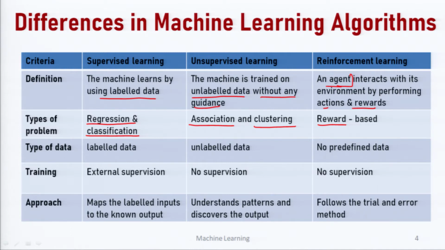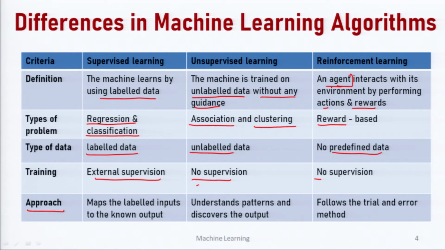Now, the type of data: for supervised learning, the data should be labeled data. Here the data is unlabeled, and here nothing is known about the data. So, no predefined data is there, and it has to be generated within that particular environment instantaneously. Now, based on the training, in supervised learning an external supervisor is required in order to check whether the output we are getting from the machine learning is optimum or not. Here there is no supervision, and in reinforcement also there is no supervision. And the final criterion is the approach.